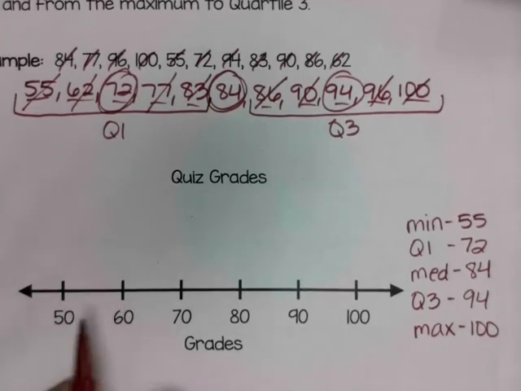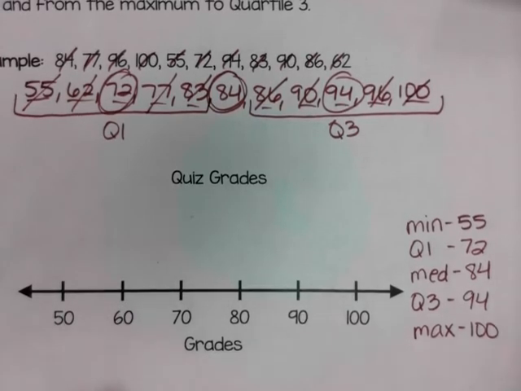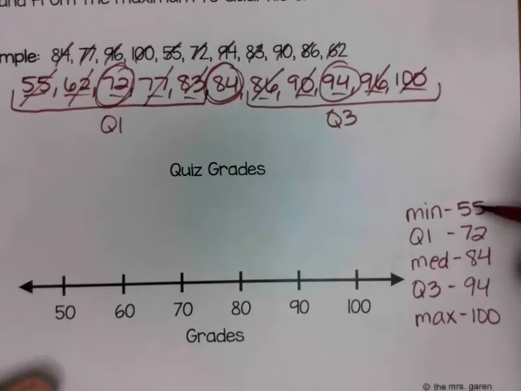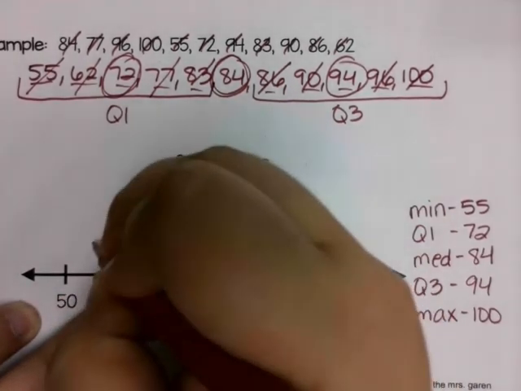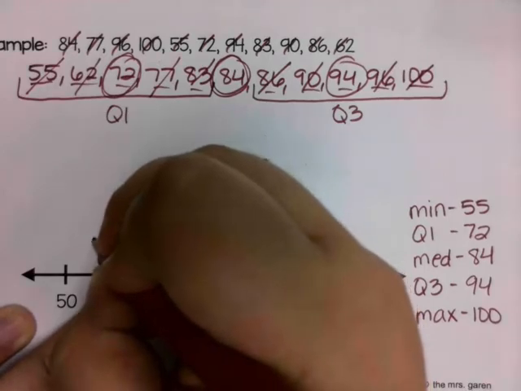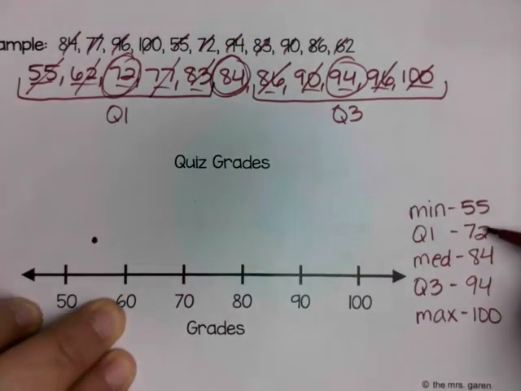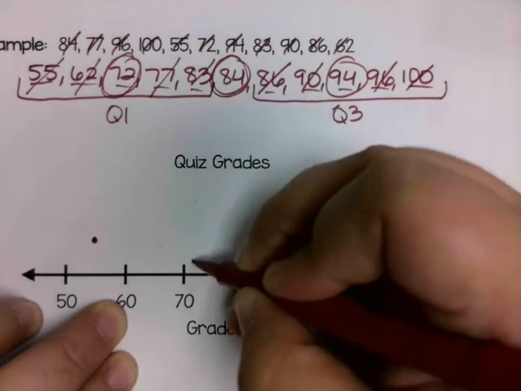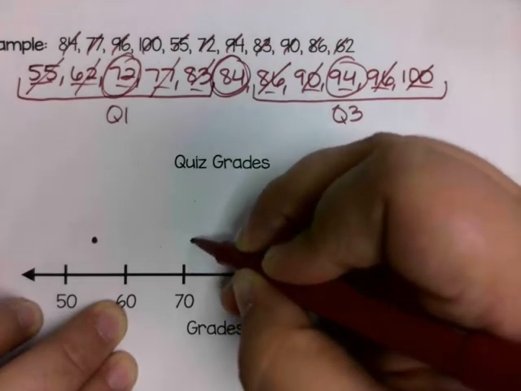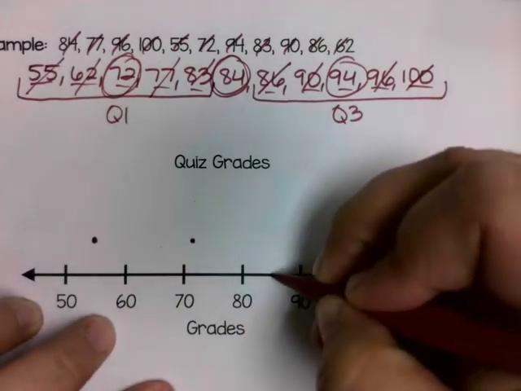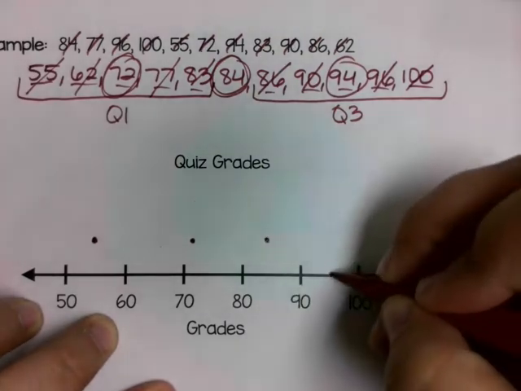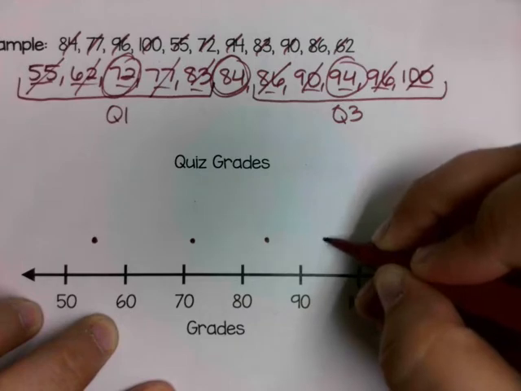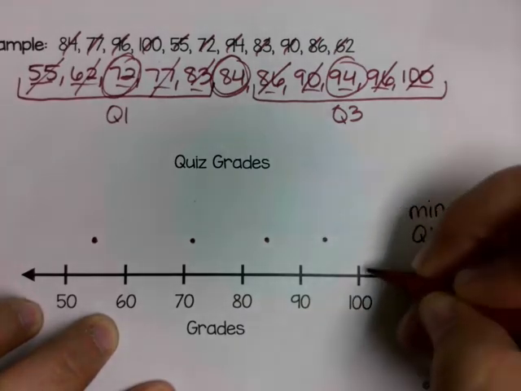Notice there's a big gap between numbers here on the number line, so it's not going to be exact. We're going to do the best we can. So 55 is between 50 and 60. We're going to do it above the number line because we're going to make a box plot. 72 would be a little bit past 70. 84 would be almost in the middle, but not quite. Same thing with 94. And then 100.